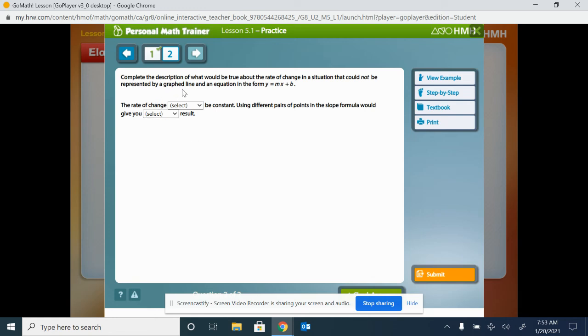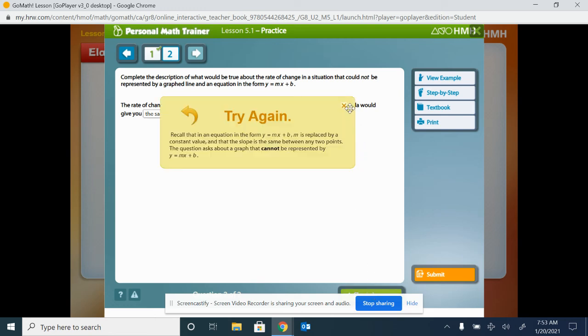And then it says complete the description of what would be true about the rate of change in a situation that could not be represented by a graph line and an equation in the form y equals mx plus b. The rate of change would be constant, and it doesn't matter which points you use, it'll be the same. Using different pairs of points in the slope formula would give you the same result, because that's the rate of change. That's the slope.